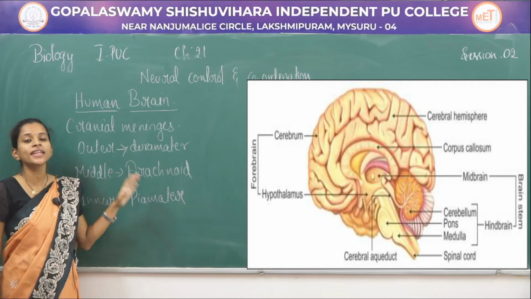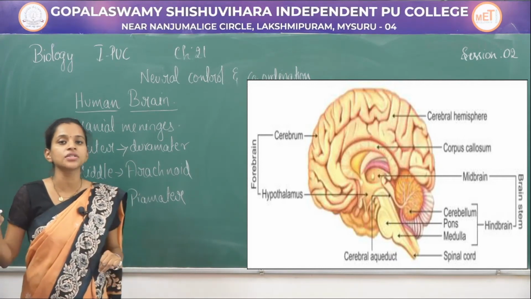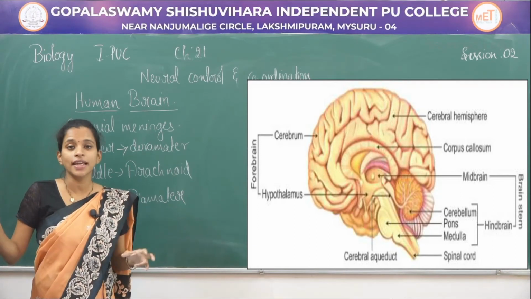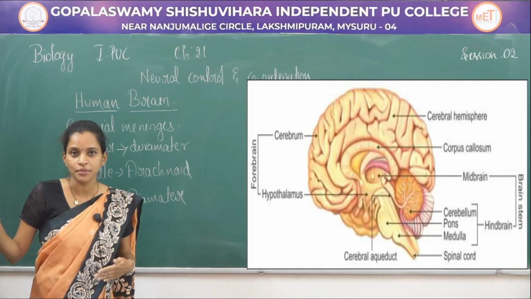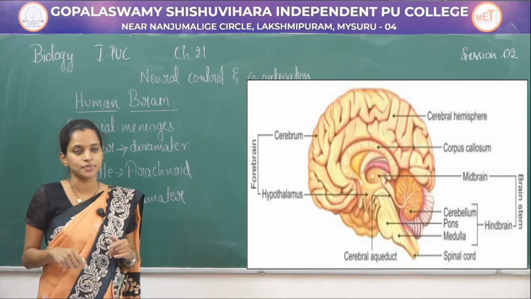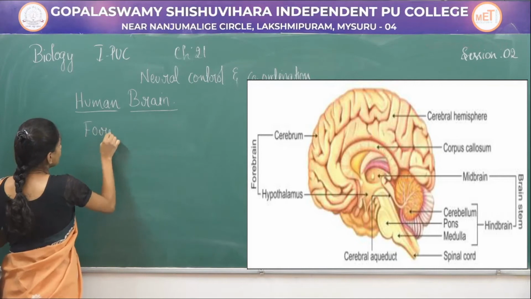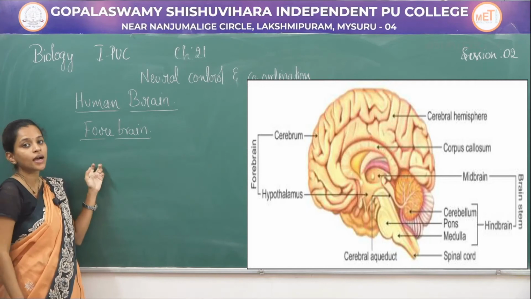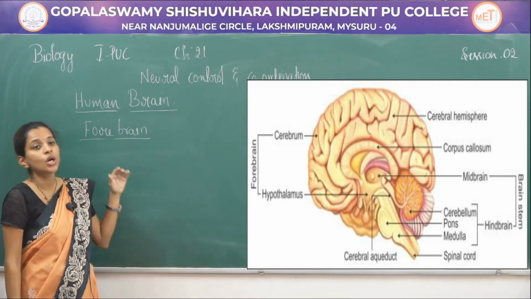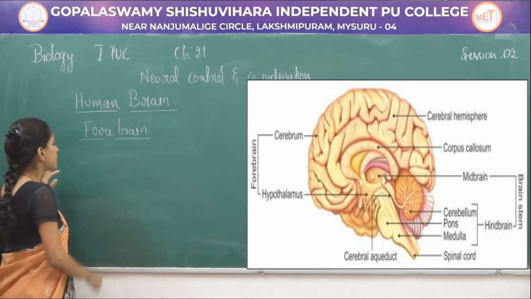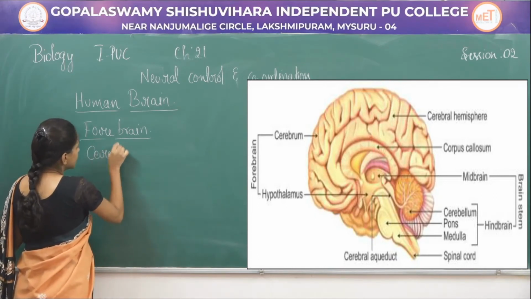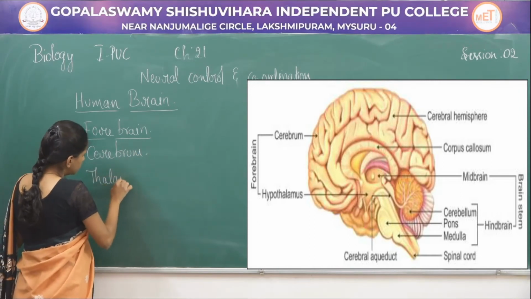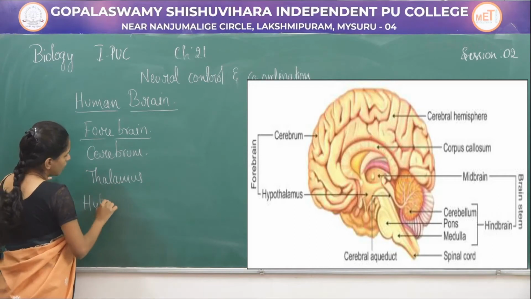Apart from this, the brain can also be divided into 3 different regions: forebrain, midbrain as well as hindbrain. So, let us study how the forebrain, midbrain and hindbrain control the body systems. The forebrain occupies the front part of the brain, which is further divided into 3 main regions: cerebrum, thalamus and hypothalamus.